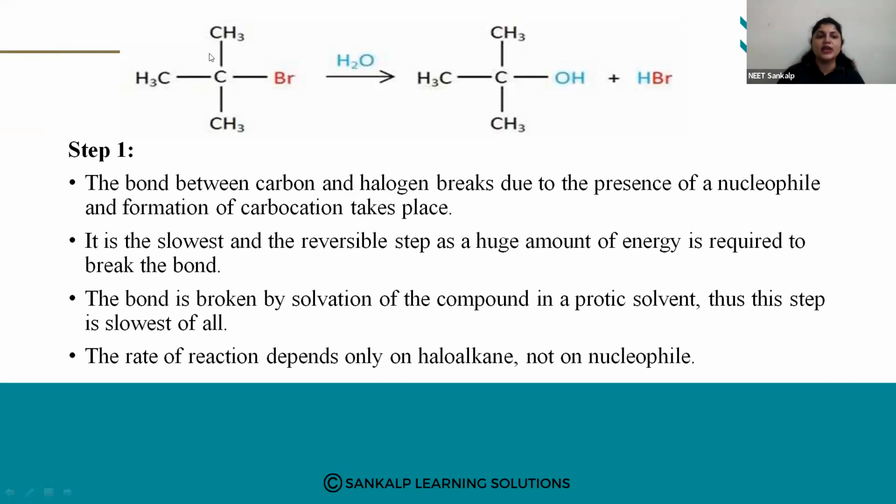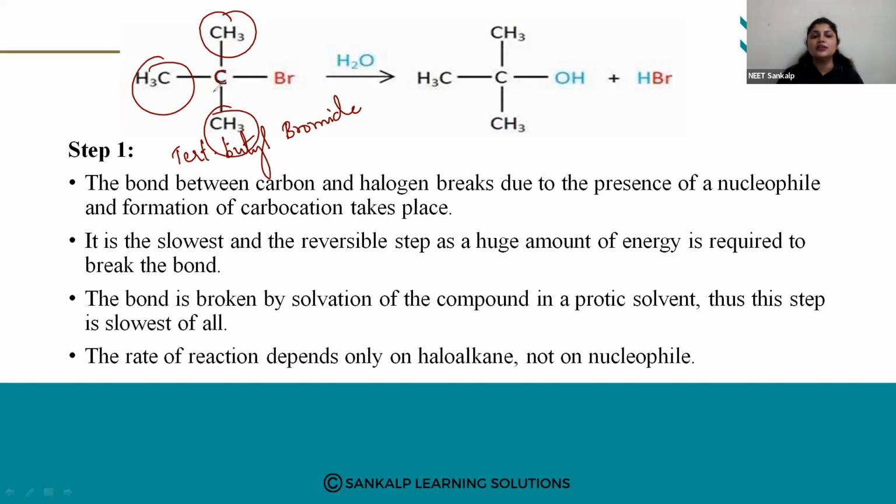Can you tell me the name of this particular compound? Tertiary butyl bromide. Yes, it is tertiary butyl bromide. Why is it called tertiary? Because the carbon is attached to three other carbons, right? CH3, CH3, CH3. They are three alkyl groups attached, so it is tertiary in nature. Why butyl? 1, 2, 3, 4, four carbons are present. So butyl, and this is bromide. So this is tertiary butyl bromide.